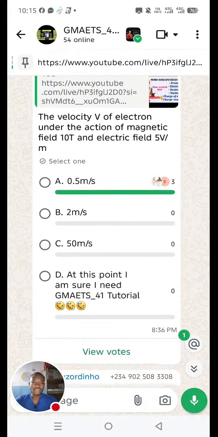The velocity V of an electron under the action of a magnetic field of 10 Tesla and an electric field of 5 volts per meter. The velocity is what? The correct answer is option A, 0.5 meter per second. Recall that the velocity of the electron under the action of electric and magnetic fields is equal to the electric field divided by the magnetic field. The electric field here is 5 volts per meter. The magnetic field is 10 Tesla. So divide 5 by 10, you get 0.5 meter per second. So the correct option is option A.